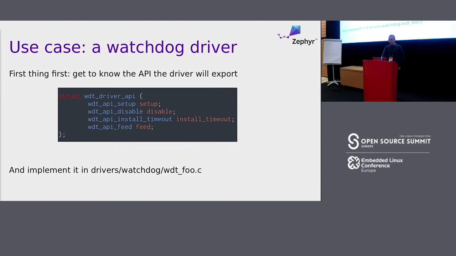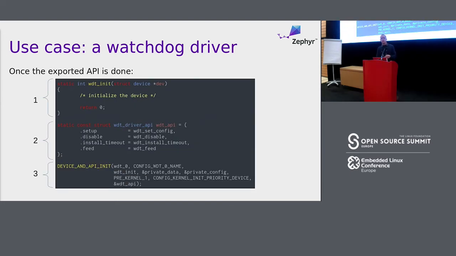Once it's done, the only work remaining is to create instances of this driver. And that's very simple. You only need three steps in the driver itself: creating an initialization function, which, if necessary, will do some hardware initialization. At the second stage, you provide your functions of this watchdog driver API here. And then at the third stage, you do this famous device and API init call. Here, I did it only once, so you have only one instance. But as I said, if you have n instances, you will have n calls of this macro.